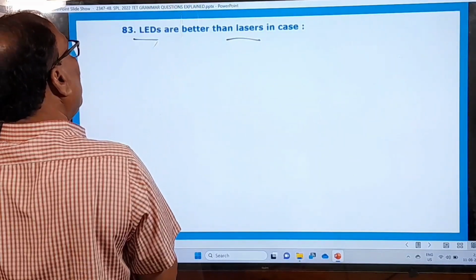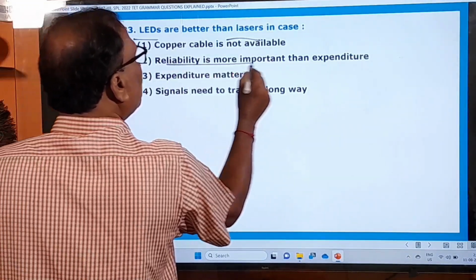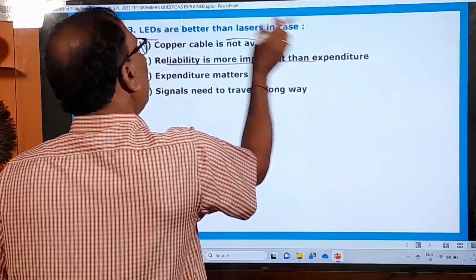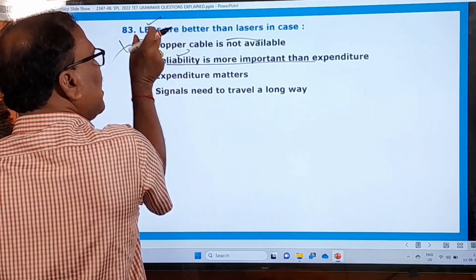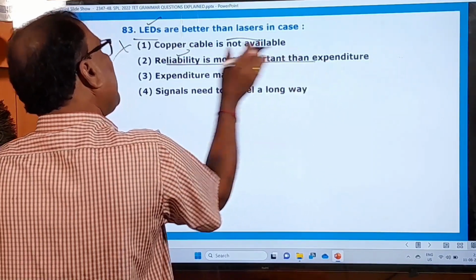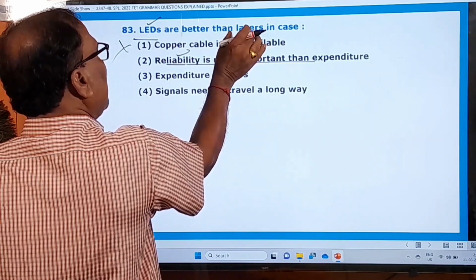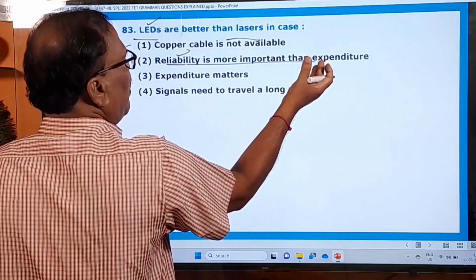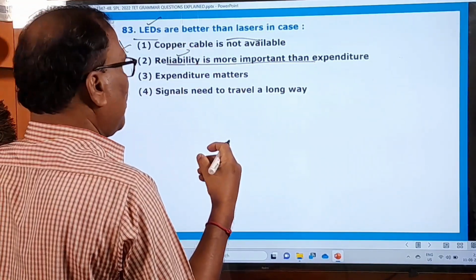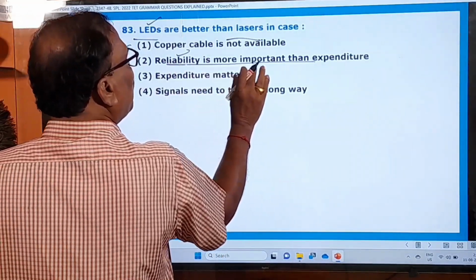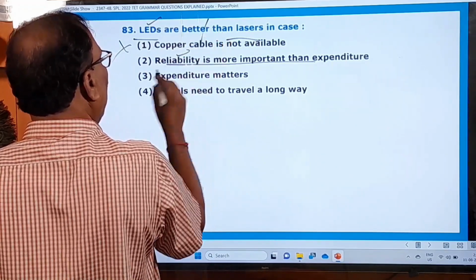In what matter? Yes, copper cable is not available now. Reliability is more important than expense. The cost may be higher, but these have more reliability. These LED signals are expensive, but they are reliable. Laser signals, of course, may be cheap, but they are not that reliable because you cannot get signals very fast. So let's say reliability is more important than expense. In the case of this, these LEDs are better. Okay, so this is the right one.